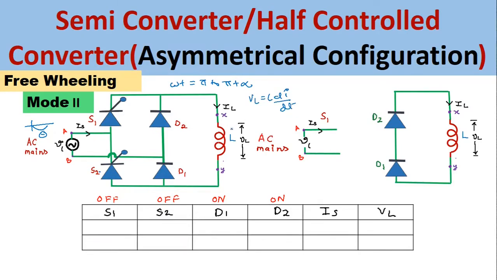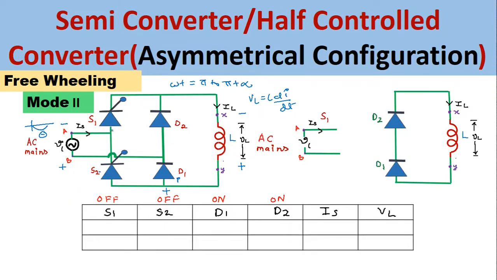And the polarity of the self-induced EMF will be opposite, that is, this Y point will be positive and this X point will be negative. So opposite polarity self-induced EMF will be induced in this inductor to oppose the change of current through it. And due to this negative half cycle, the A terminal of the AC mains will be negative and the B terminal of the AC mains will be positive.